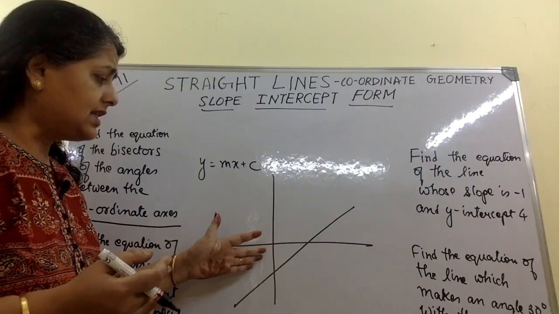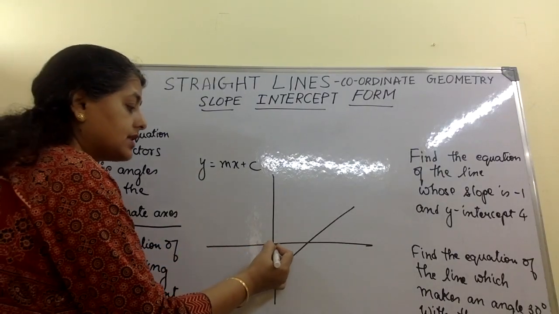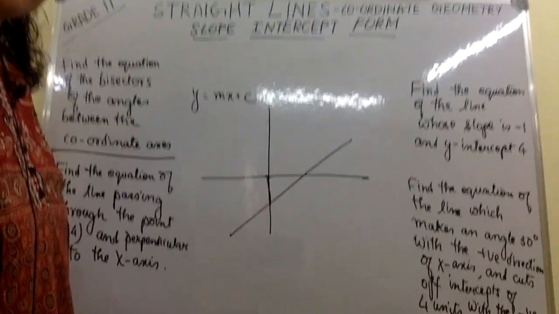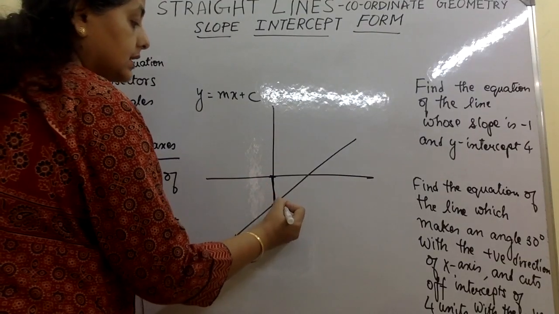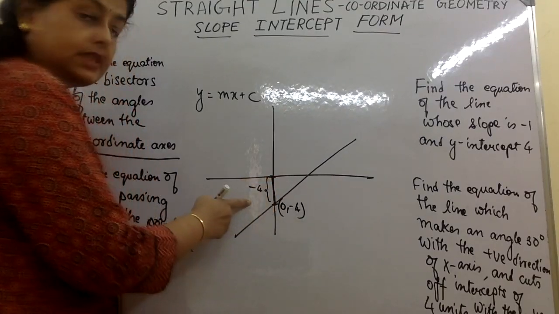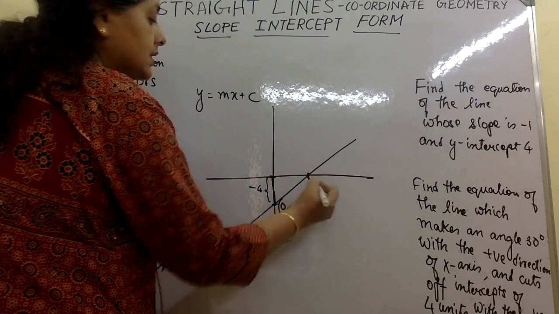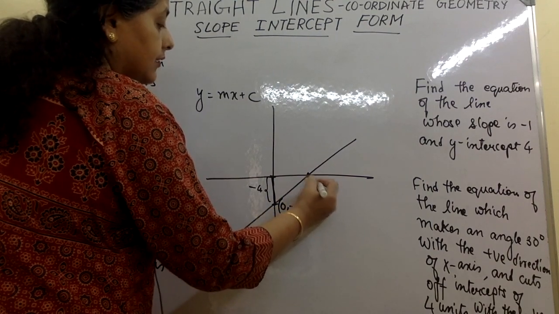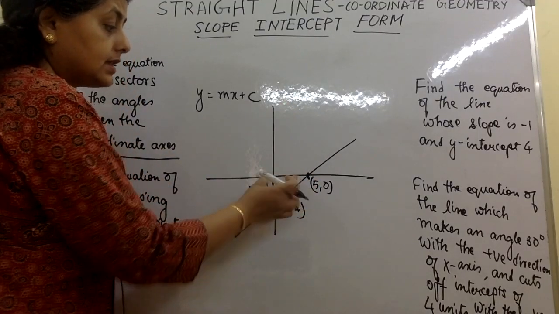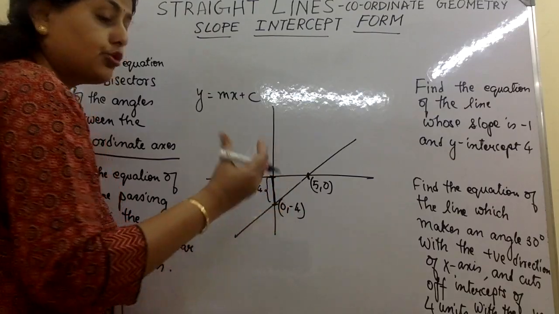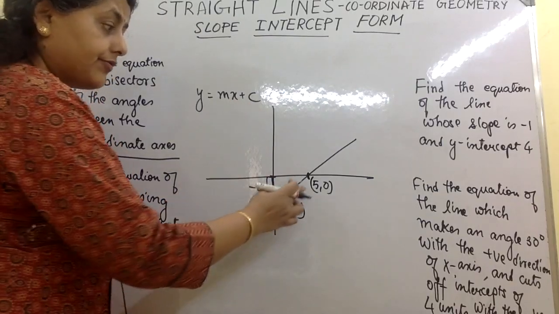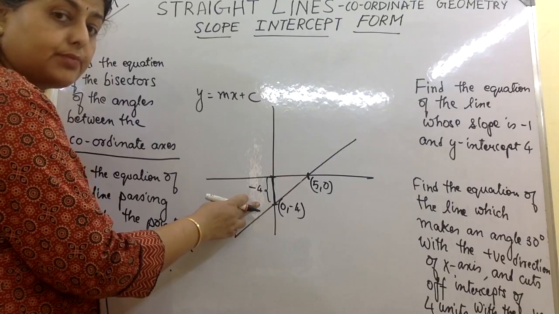Now here this line is making an intercept, that is the portion that it cuts on the y-axis. If this point is, let's say, (0, -4), this length becomes the y-intercept of -4. And let's say this is (5, 0), then this length is the x-intercept, the portion that is cut on the x-axis, and that is 5 in this case. Here the y-intercept is -4.